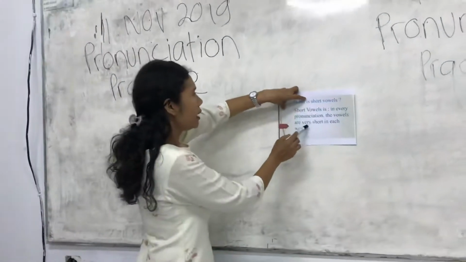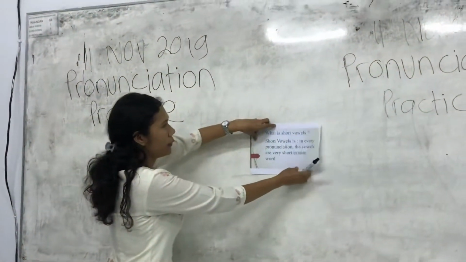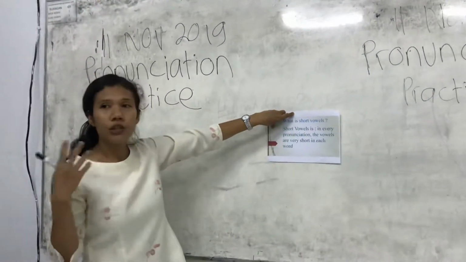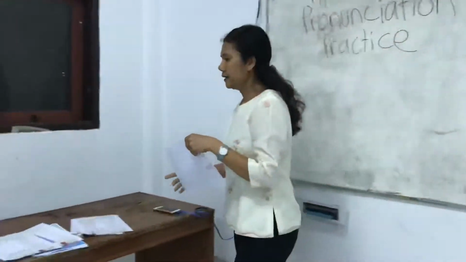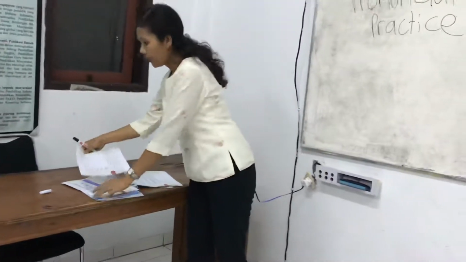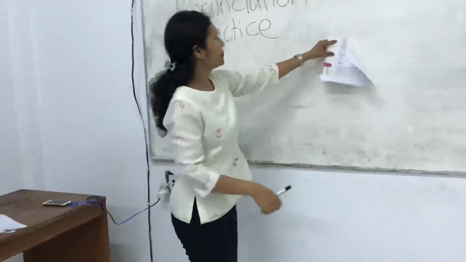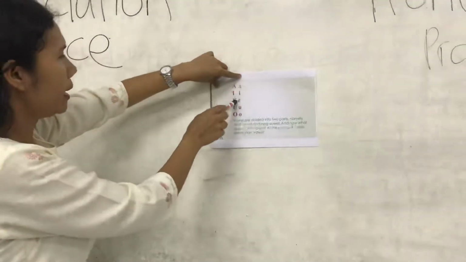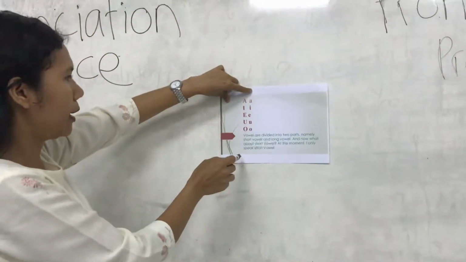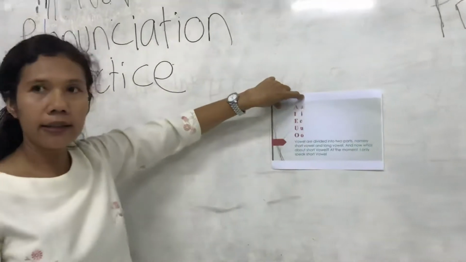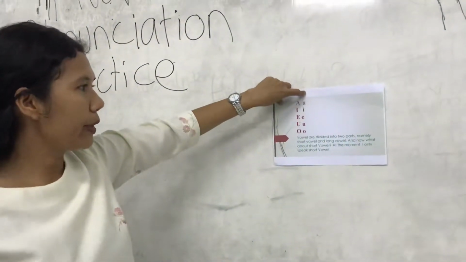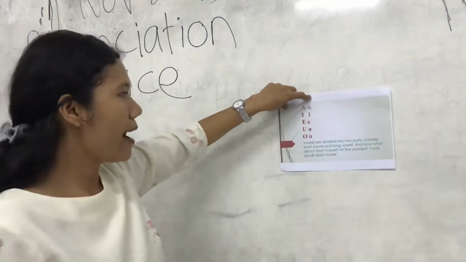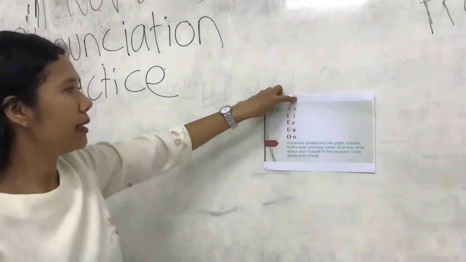Okay? Very short. Two vowels are very short in each word. The vowels are A, I, E, U, O. Vowels are divided into two parts, namely short vowel and long vowel. And now, what about short vowel? At the moment, I will only speak about the short vowel.